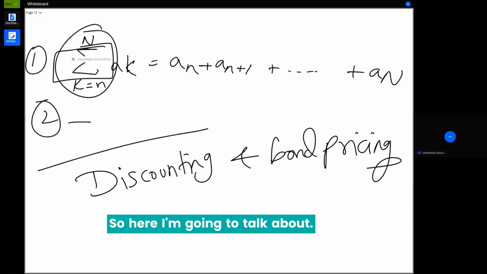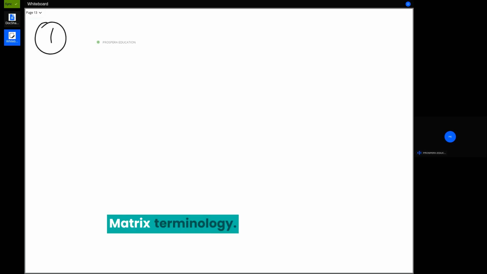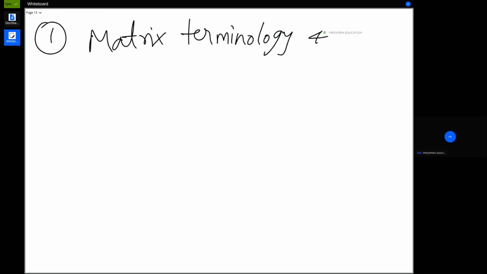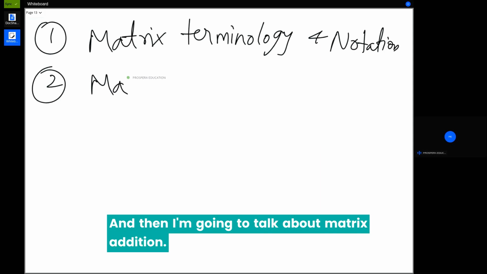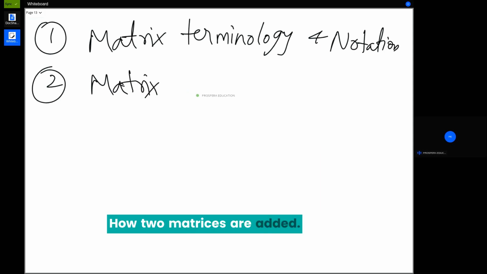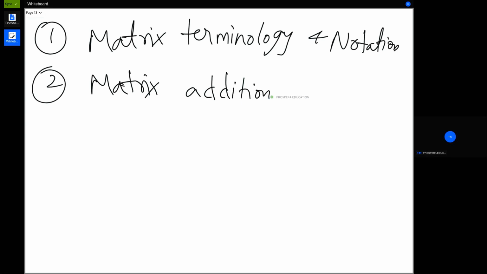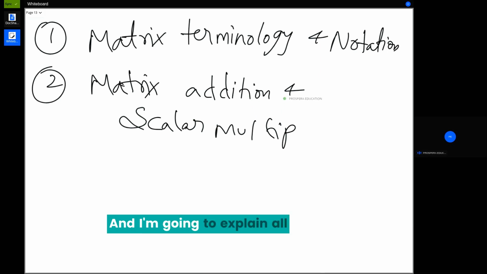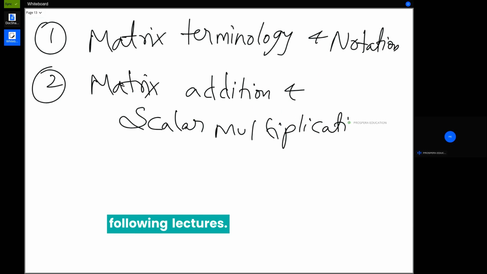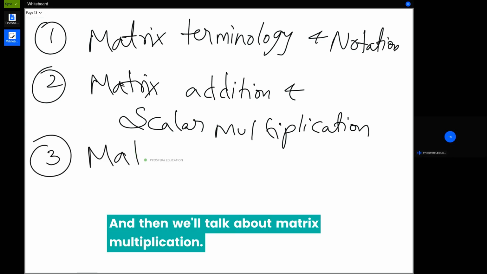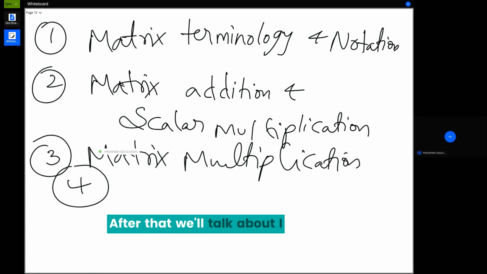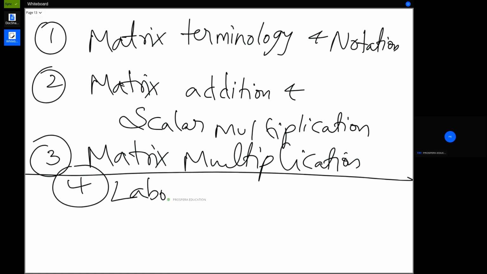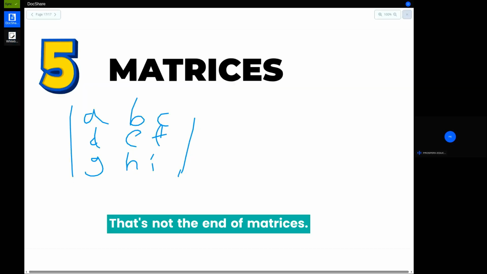So here I'm going to talk about matrix terminology and notation. And then I'm going to talk about matrix addition, how two matrices are added, and scalar multiplication. Scalar multiplication is component wise, and I'm going to explain all of this in detail in the following lectures. And then we'll talk about matrix multiplication. After that, we'll talk about economic applications in labor market. That's not the end of matrices.